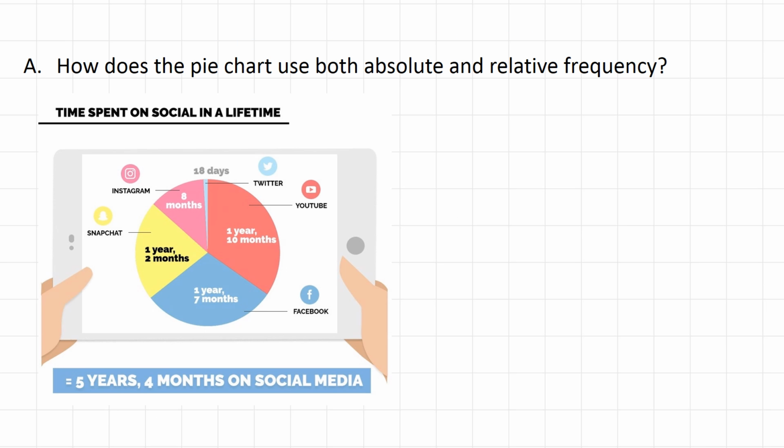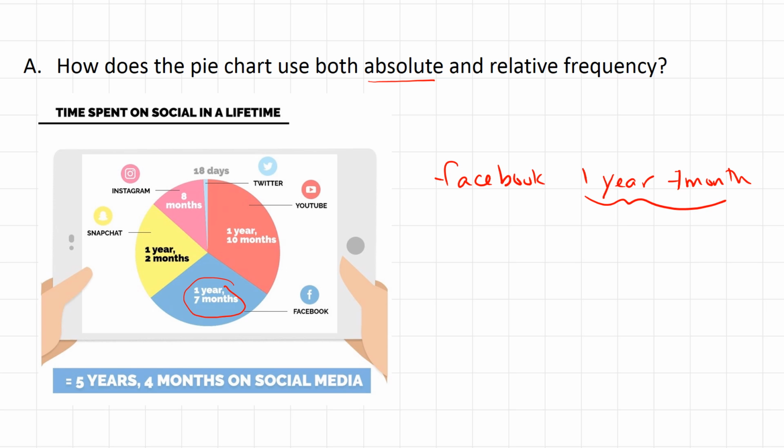So in this pie chart, it actually represents both absolute value and relative frequency. So absolute means it's counting something, and this time it's counting how much time. So it represents absolute frequency with these numbers right here. So Facebook is 1 year and 7 months. It's counting something, and so that's why it's absolute frequency. But the size of the pie represents relative frequency.